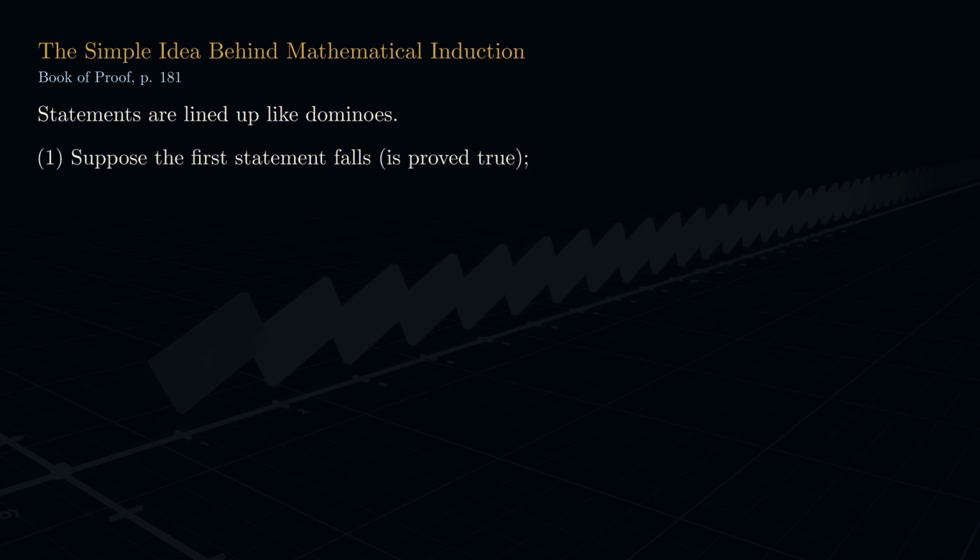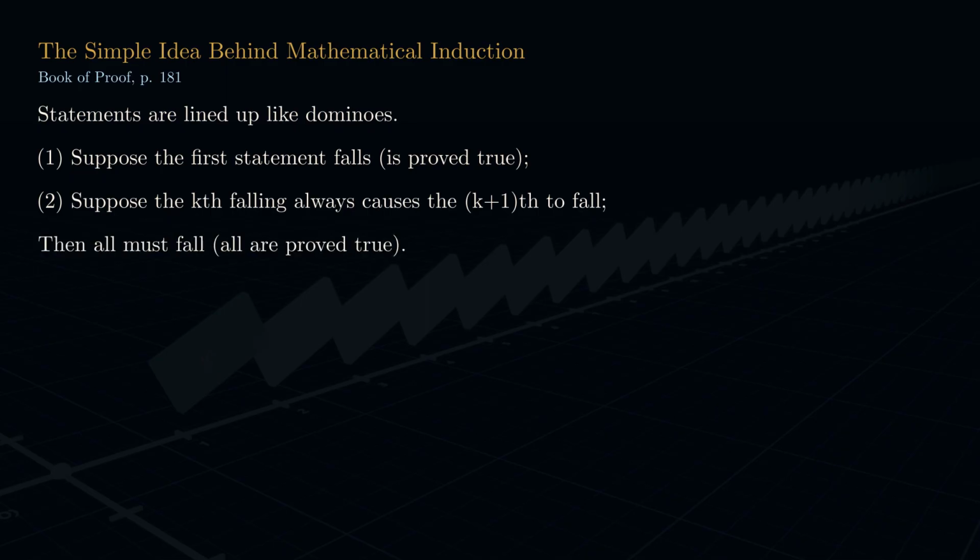Statements are lined up like dominoes. 1. Suppose the first statement falls, is proved true. 2. Suppose the kth falling always causes the k plus first to fall. Then all must fall. All are proved true. That is the entire idea of mathematical induction. Two finite jobs and infinitely many statements proved.